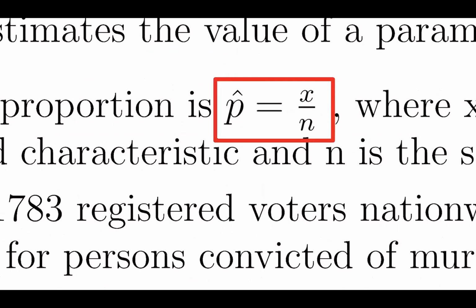If we ever want to find what P hat is equal to, P hat is just equal to X divided by N, where X is the characteristic that you're looking for, and N is how many people or objects were sampled. An easy example: say I wanted to figure out how many females are in a class. X will represent how many total females we have, and N will represent how many people we have in the class. So that's how we find P hat.